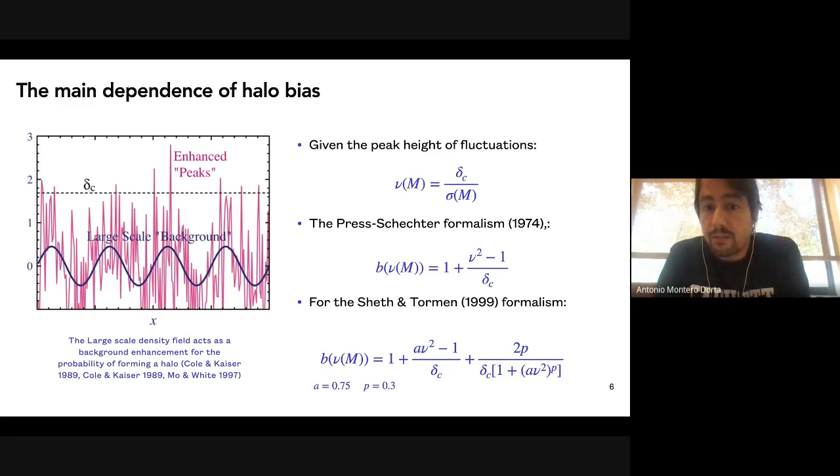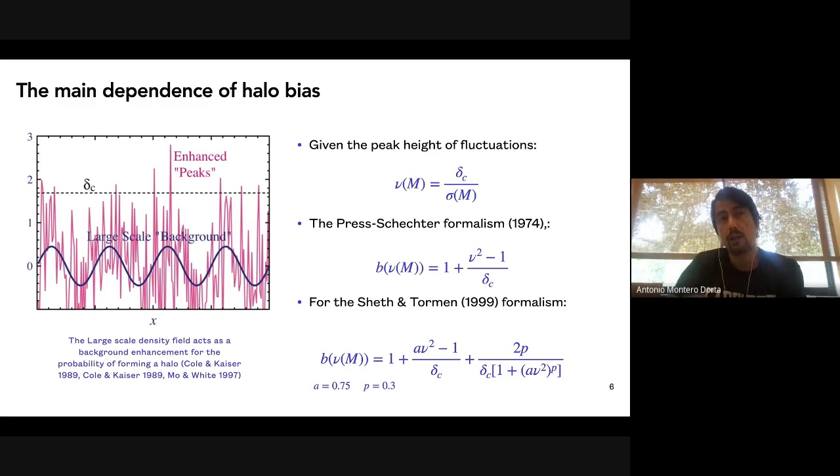That's the main dependence, and it can be shown from several structure formation formalisms like Press-Schechter or Sheth-Tormen. It enters through the peak height of fluctuations, as you know, which depends on mass. And we have a good idea of what the dependence on mass is, of course.